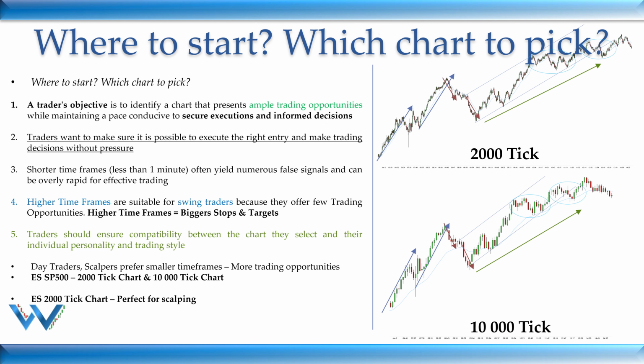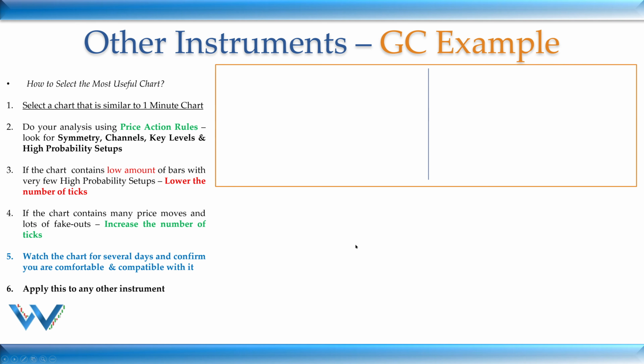For this reason, you should avoid really trading a time frame that is less than 1 minute because there's so much noise. It is very hard to execute trades properly. It is moving too fast, you're going to be making mental errors, and there can be a lot of fake outs. How to select the most useful chart?